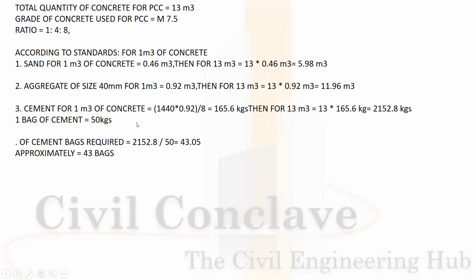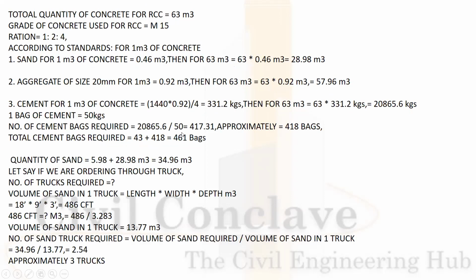Cement for 1 cubic meter of concreting, 1440 multiplied by 0.92 divided by 8, that is 165.6 kg. That means for 13 m cube, you require 13 into 165.6, it will be 2152.8 kgs. One bag of cement is 50 kg. So the number of bags required is 43.